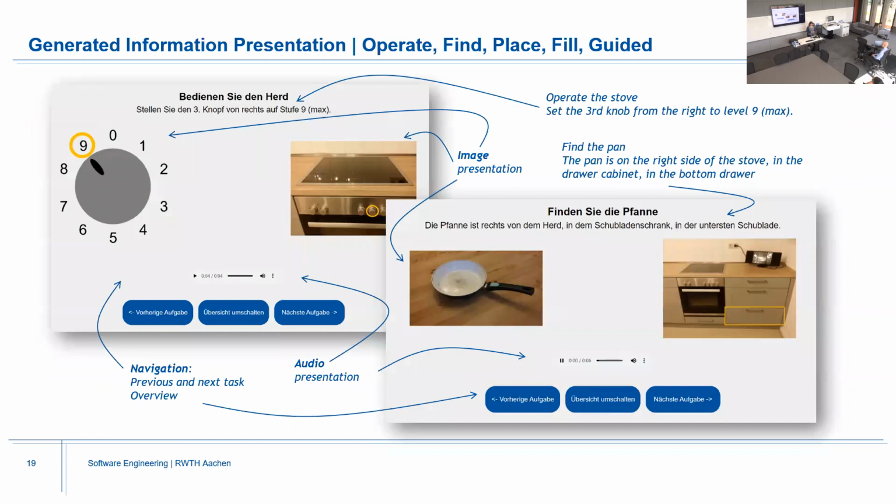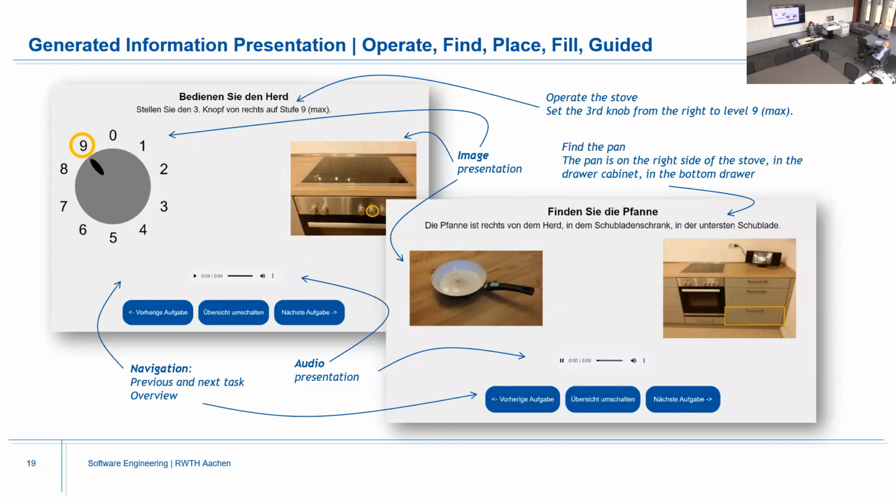Now, here you can see some other examples, one for operating the stove, for example, where you have the third knob on the right, and you should switch that to level 9. So you have an additional picture which is showing to which degree it should be set, and also a picture which shows where this knob is in relationship to the stove itself, or you have this finding task as you had before.